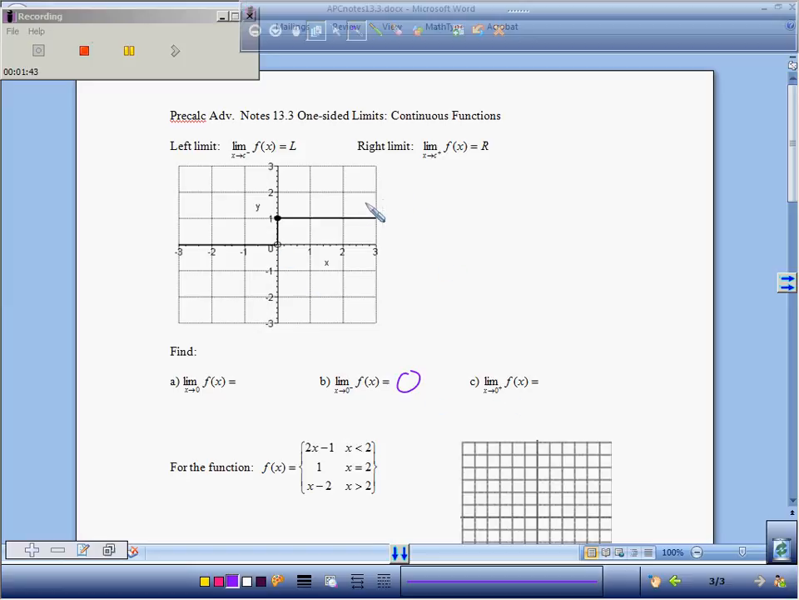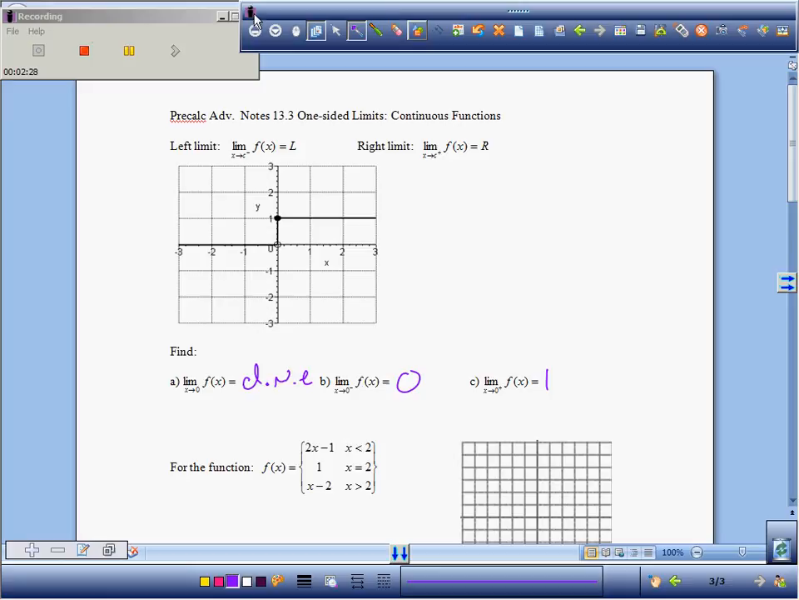What's the limit as x goes towards 0 from the right? 1. It turns out in order for something to have a limit, it has to approach the same value from the left and from the right. So the limit as x goes to 0 is said to be DNE, does not exist. You could have a left-handed limit and a right-handed limit, but it's said to not have a limit because those two are different. Questions about that? So in order for something to have a limit, the limit from the left has to equal the limit from the right.